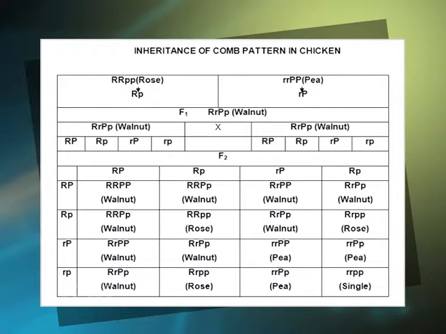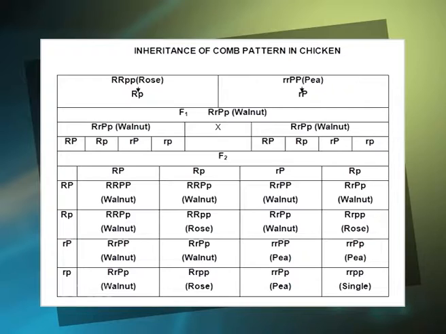In other words, a rose comb has two possible gene combinations: capital R, capital R, small p, small p, or capital R, small r, small p, small p. When the rose comb gene is absent and one copy of the pea comb gene is present, the result is a pea comb, which has one of two possible gene combinations: small r, small r, capital P, capital P, or small r, small r, capital P, small p.